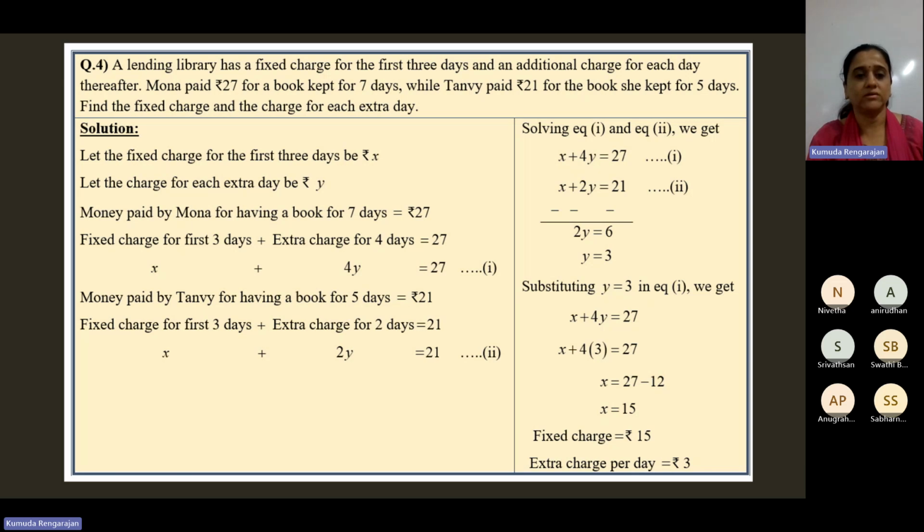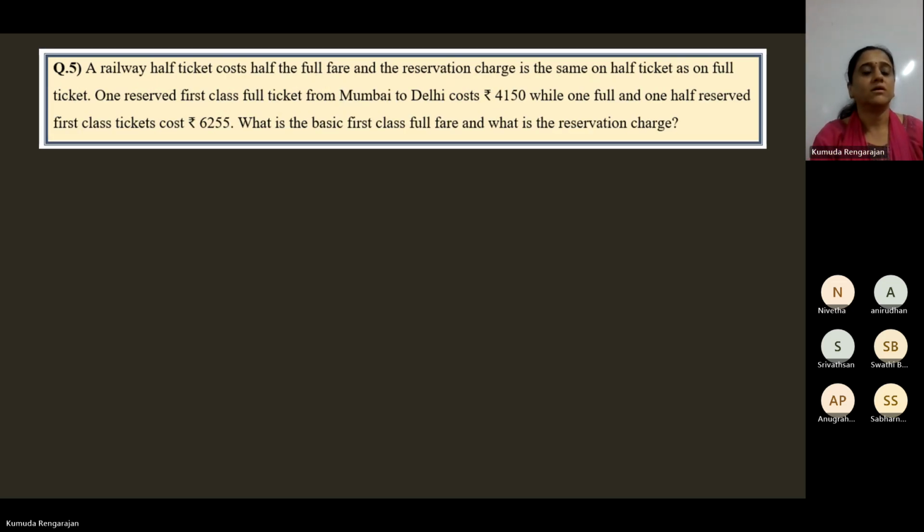All right, next one. A railway half ticket costs half the full fare. So if the full fare from some place to some place is 500 rupees, a railway half ticket is for children. So railway half ticket costs half the full fare.